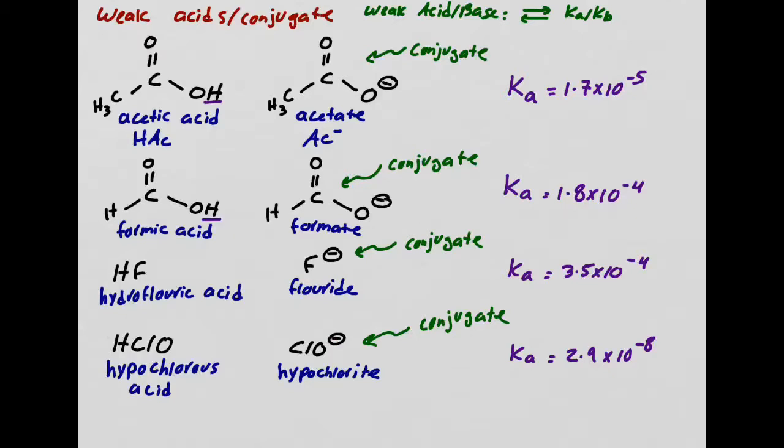Now they can act like a base, can they? They can. So what does that mean? What that means is when you have a weak acid, the conjugate is going to be basic. So the conjugate is going to be a conjugate base, because now it has an extra electron and it can act like a base.